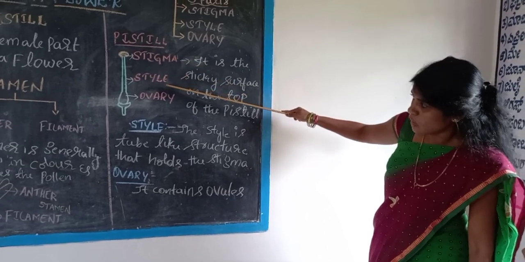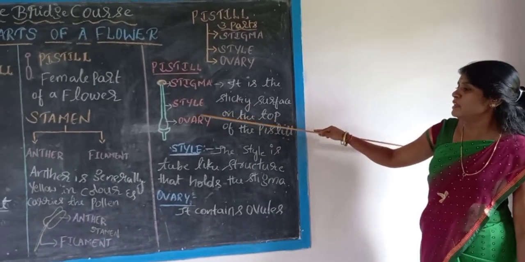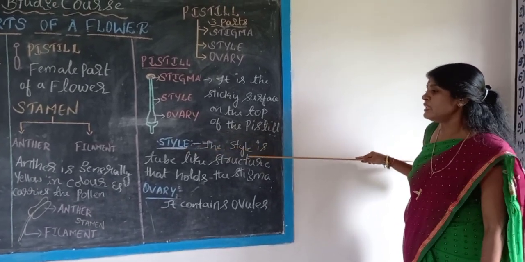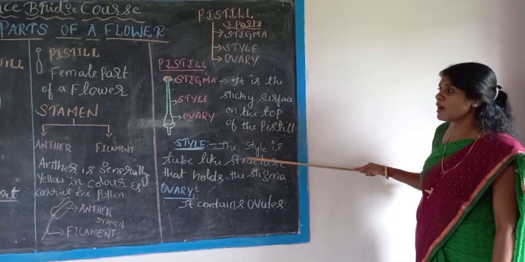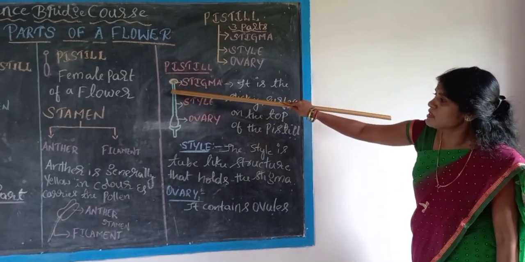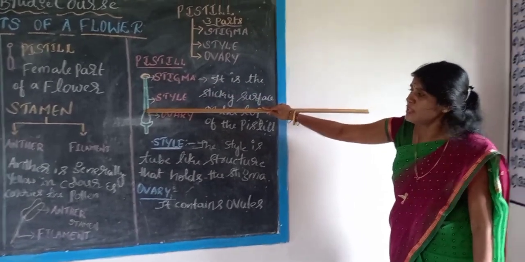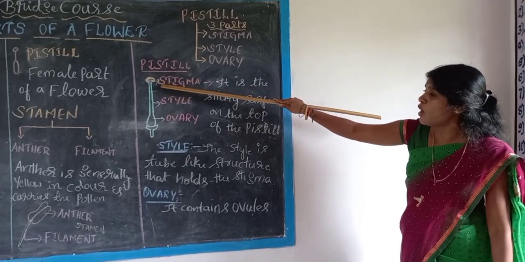Okay, let us move on to the style now. The tube-like structure is called style, and the style is a tube-like structure that holds the stigma. This tube-like structure is holding this stigma at the top. Everybody got this? This style holds the stigma at the top.